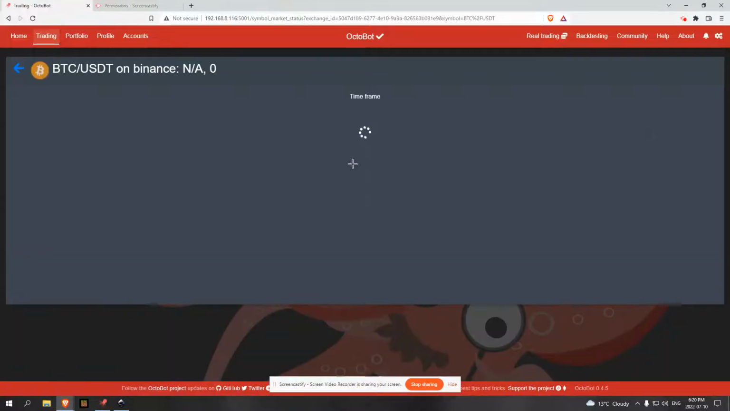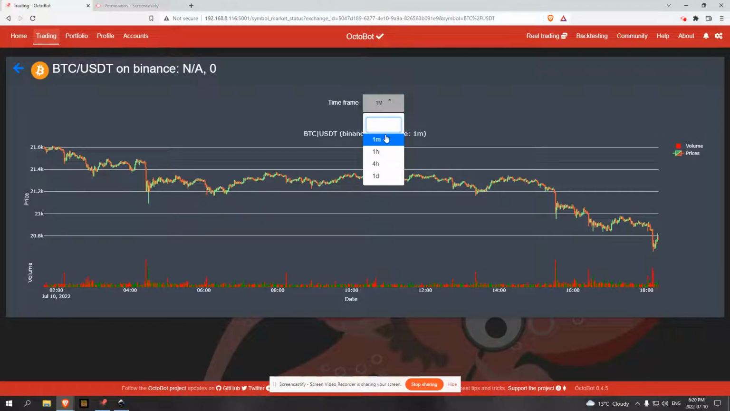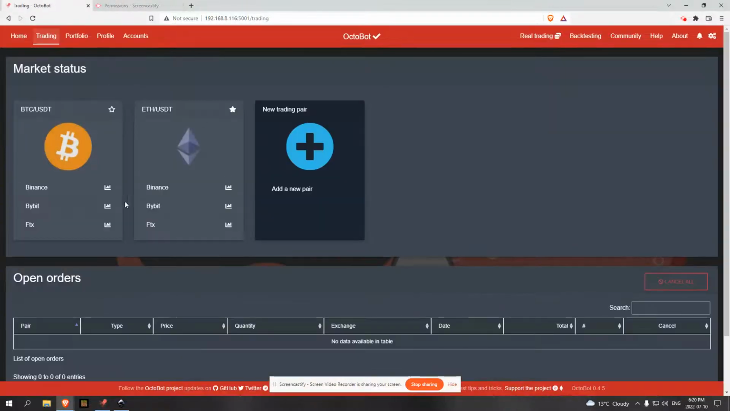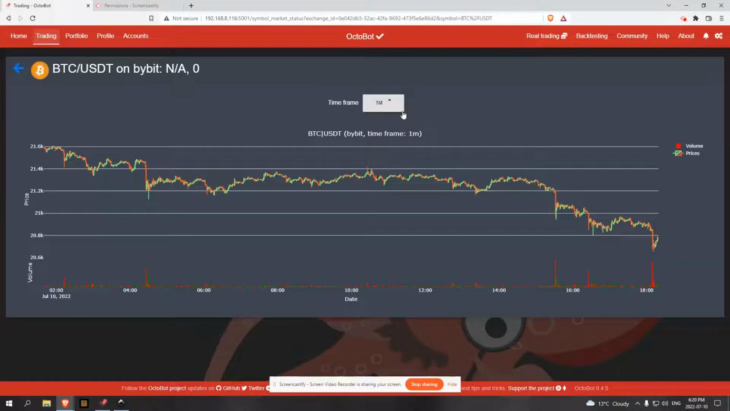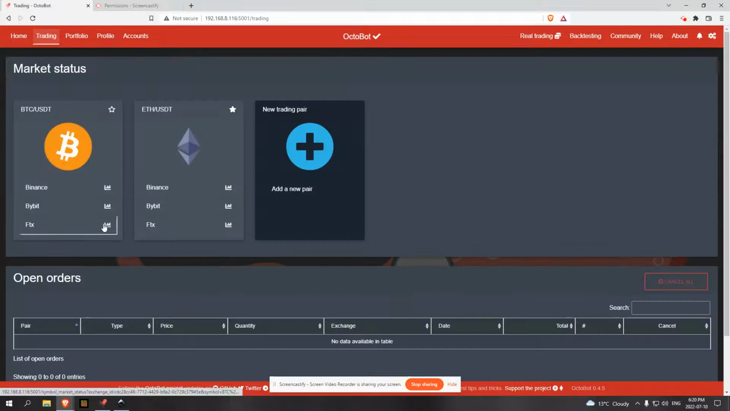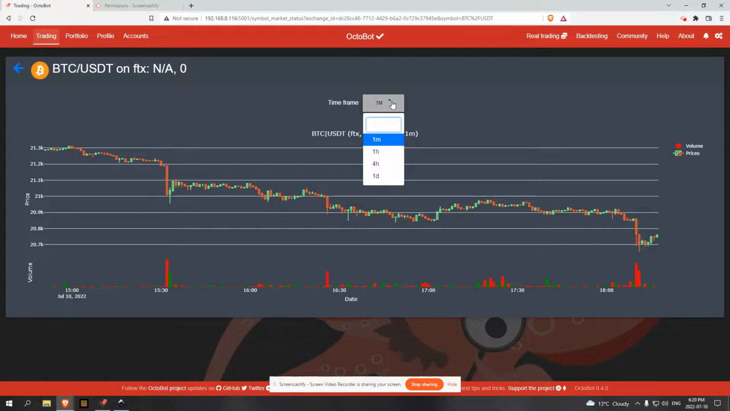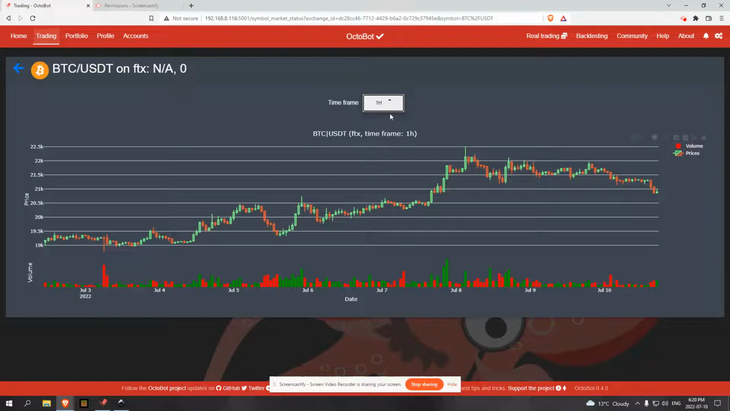Let's choose one of these, like Binance, and see. Time frames on Binance gives me 1 minute, 1 hour, 4 hours, and a day. Let's have a look at the others. On Bybit, I get 1 minute, 1 hour, 4 hours, and a day. And then on FTX, this is the one. I do get a bunch of these.